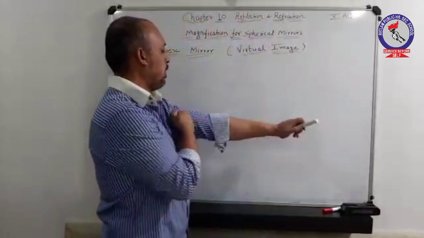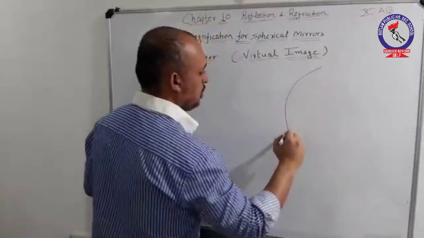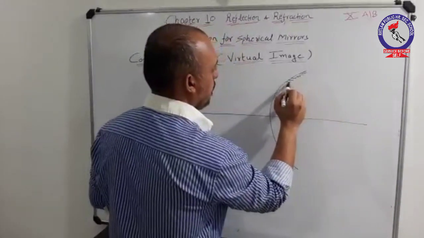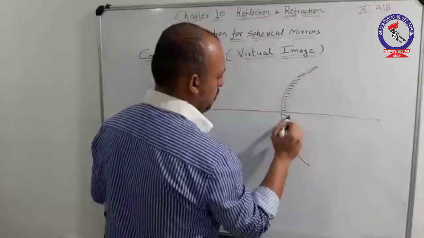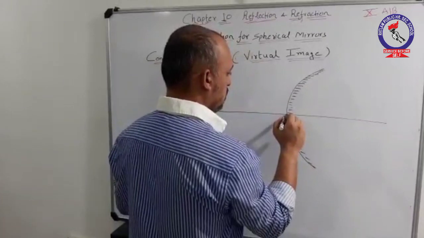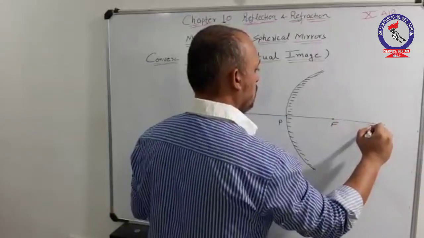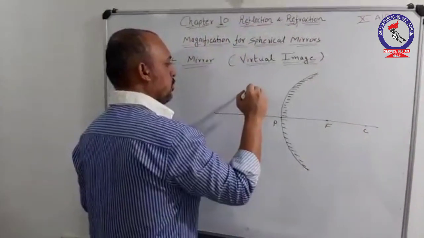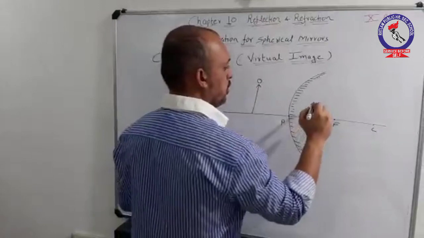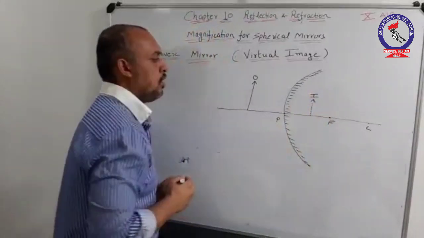Now, to start with, again, I'll make a case for a convex mirror. As I just said, a convex mirror never forms a real image. Considering this as the pole, this as the focus and this as the center. Let us suppose this is an object which is kept in front of a convex mirror, which then forms a virtual image.